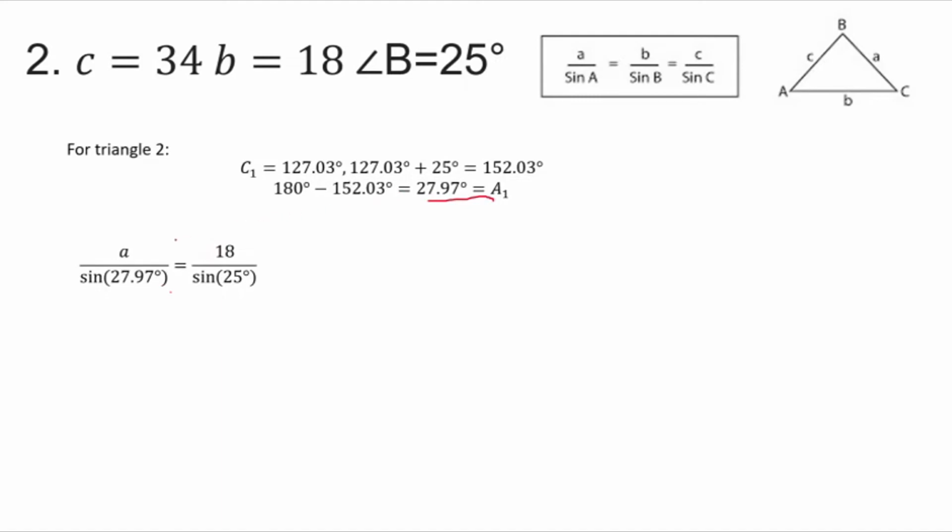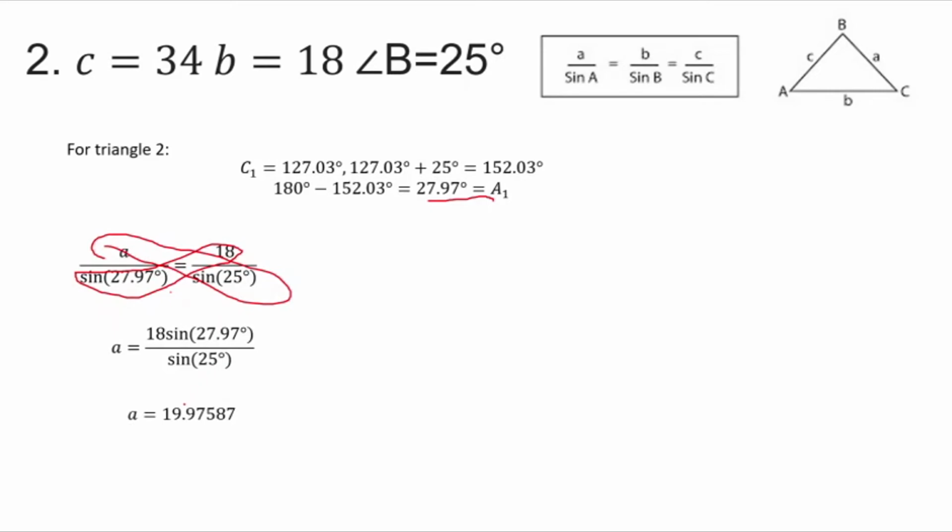So from here we could do the law of sines, cross multiply it one more time here, as well as here. It gives A times the sine of 25, which I just skipped the whole step because time is kind of running a little bit slow. Now I got another example to catch up. So A equals 18 sine of 27.97 over sine of 25. So from here, this will give you A, which is 19.97.